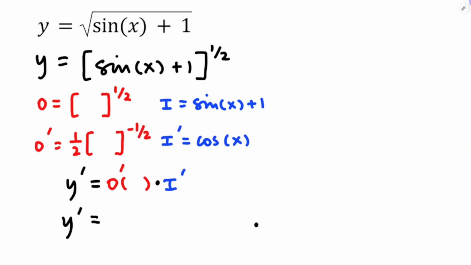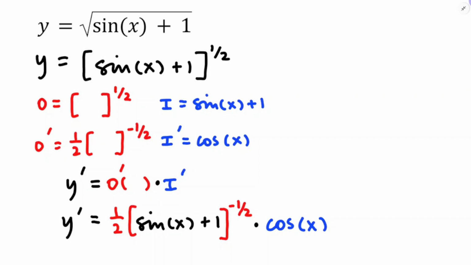Outside prime is going to be 1/2 of something to the negative 1/2 power, and inside prime was cosine x. And I think about what goes inside the square brackets. Well, what goes inside the square brackets is what was in them at the beginning, and that's sine of x plus 1. Just like that.